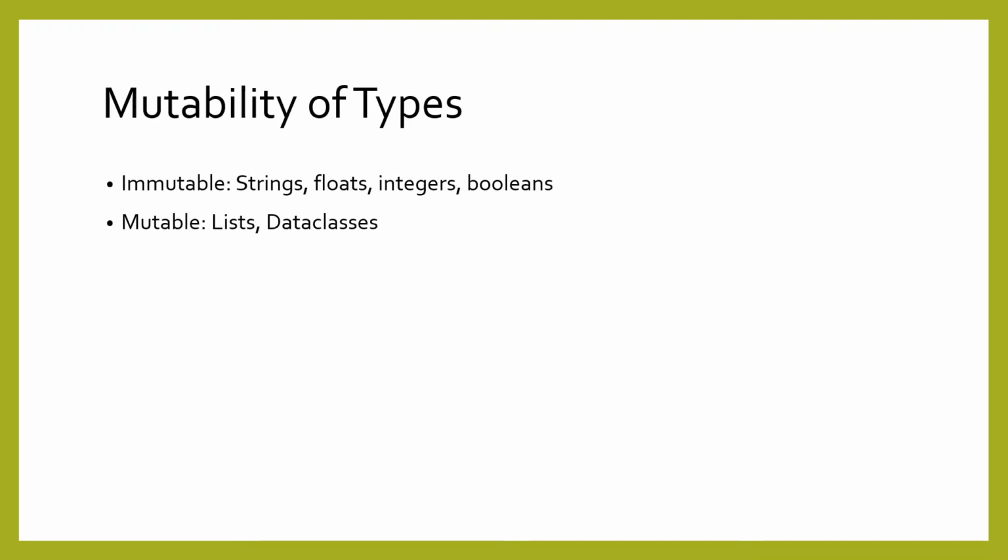Strings and lists are similar because they are both sequences of elements. However, a big difference between them is their mutability. Strings are immutable, while lists are mutable. Integers and other primitive types are all immutable, in fact, while lists and data classes are both mutable.